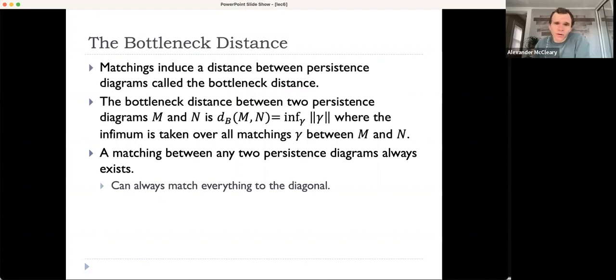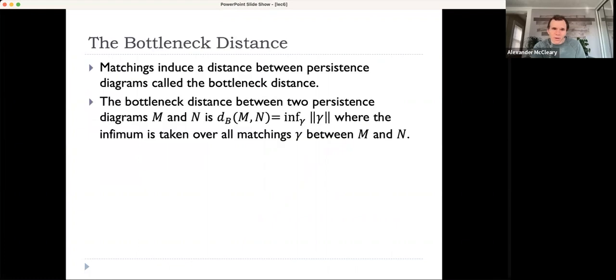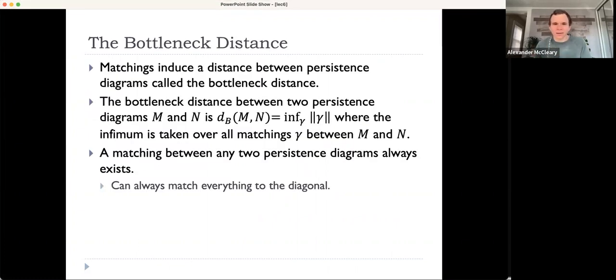If you give me any 2 persistence diagrams, I can always give you a matching between them. The reason for this is that we can always just match everything in the persistence diagrams to the diagonal. This is something we can always do. It might not be something that you want to do. It might be a very bad matching. Like if we look at this example again, I could match everything in here to the diagonal, but why? It wouldn't be a very good matching at all. But anyhow, the point is that if you give me any 2 persistence diagrams at all, I can always find a matching between them.